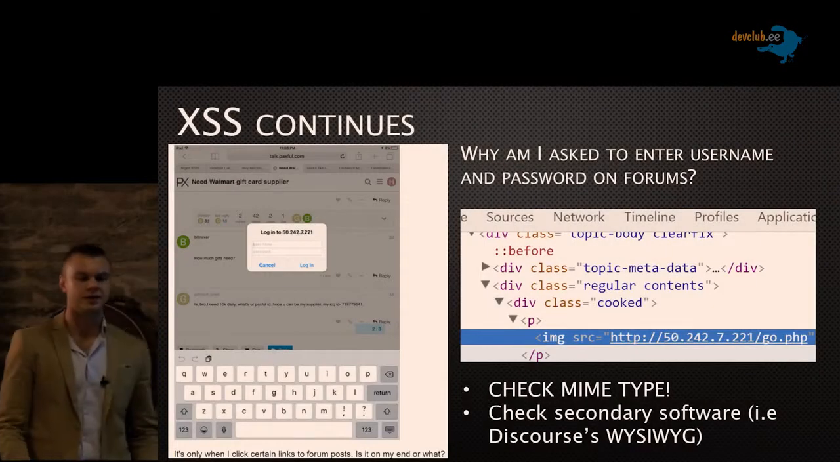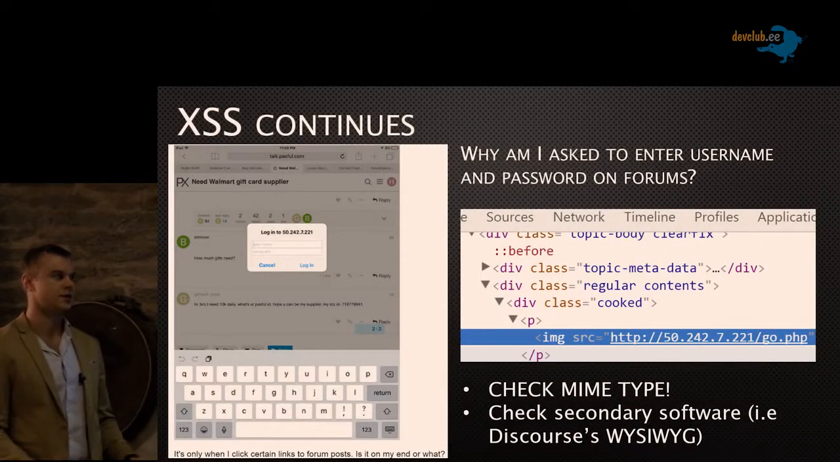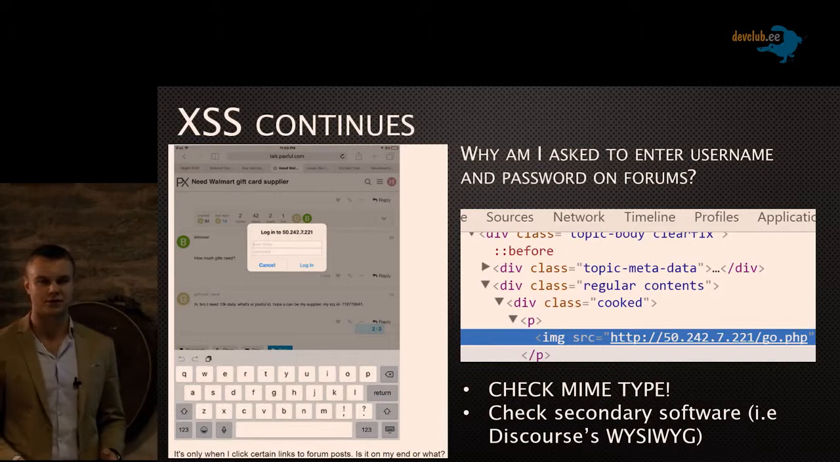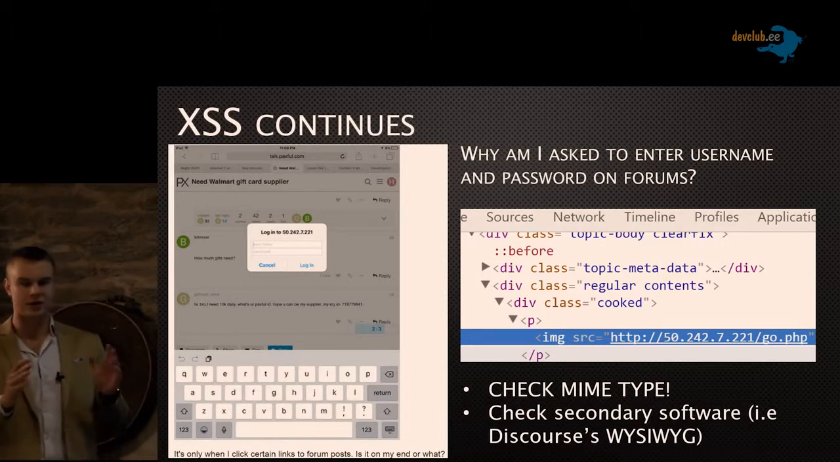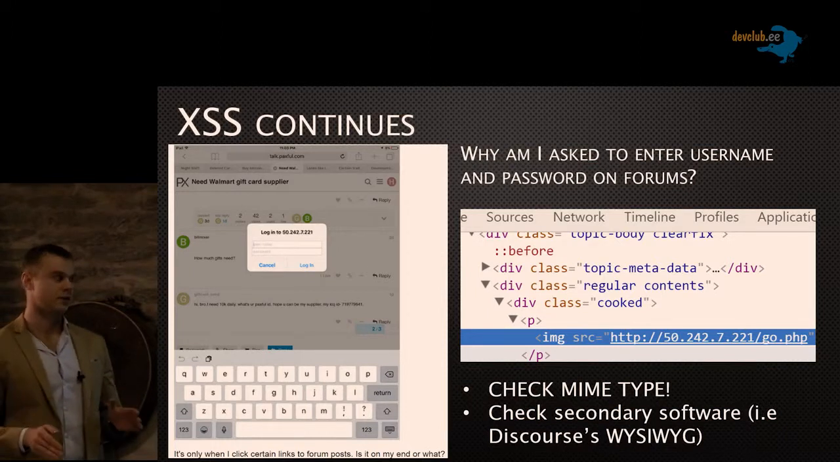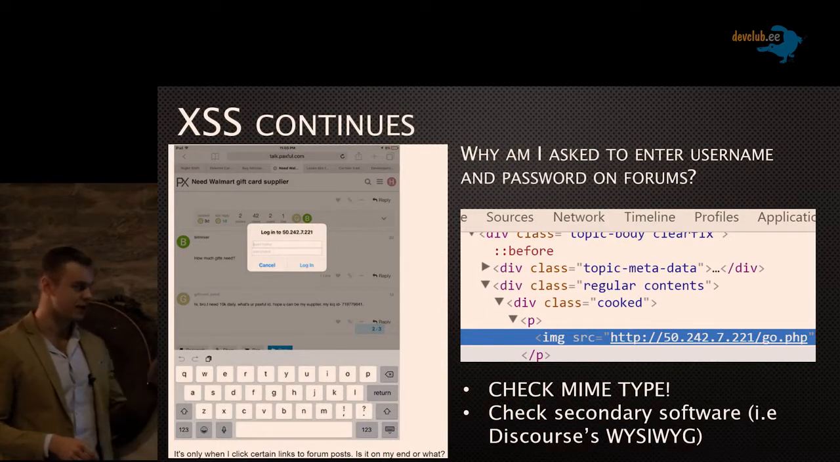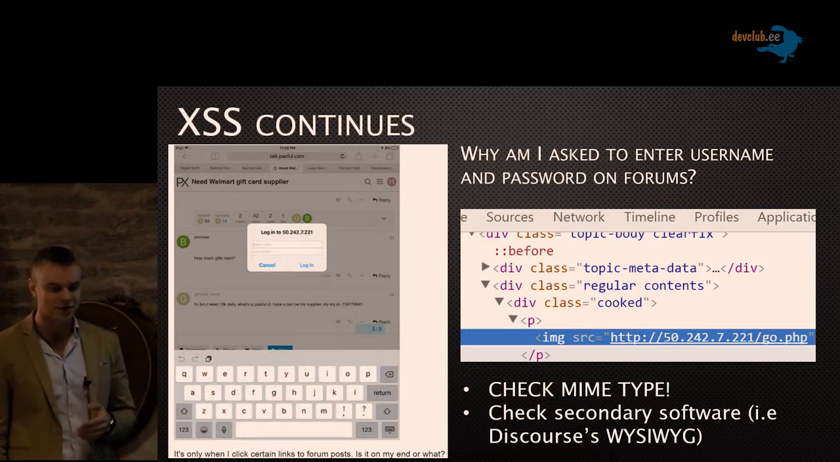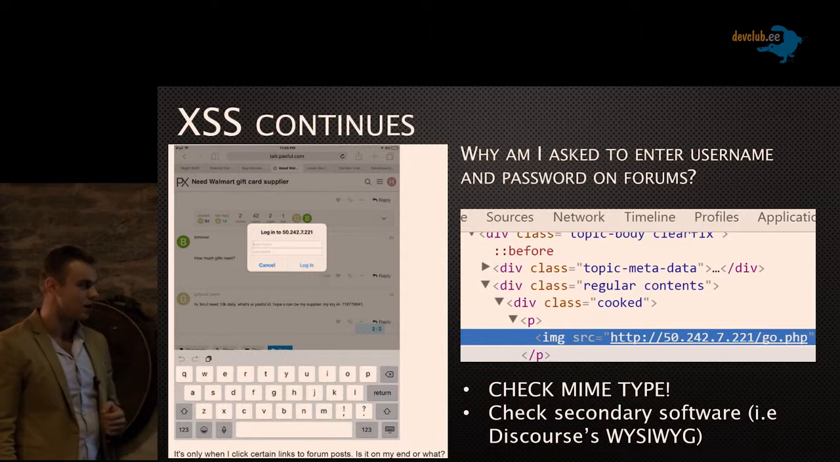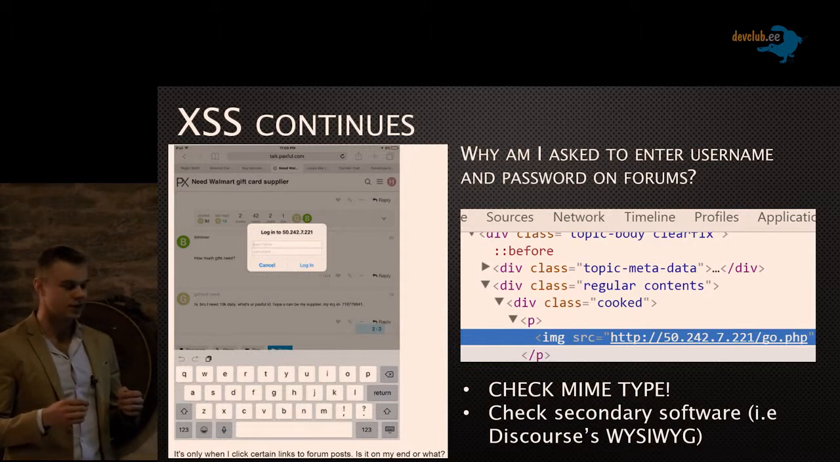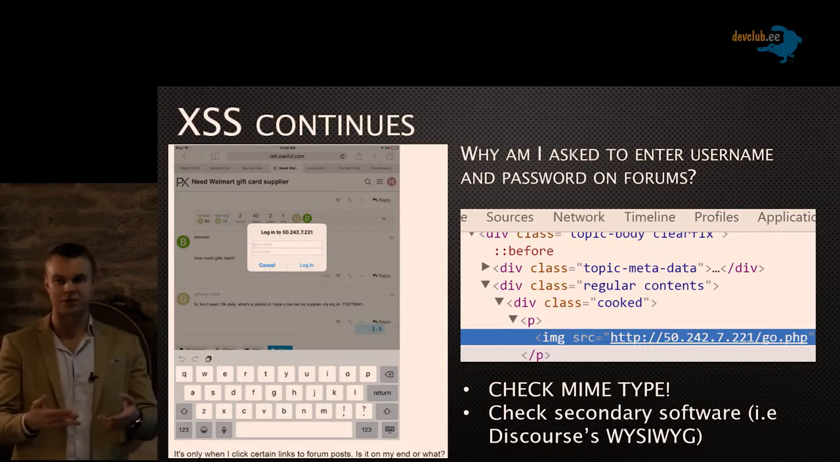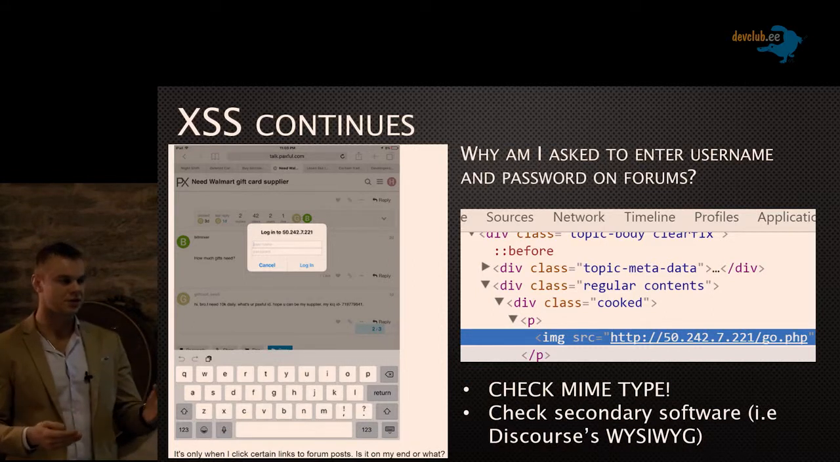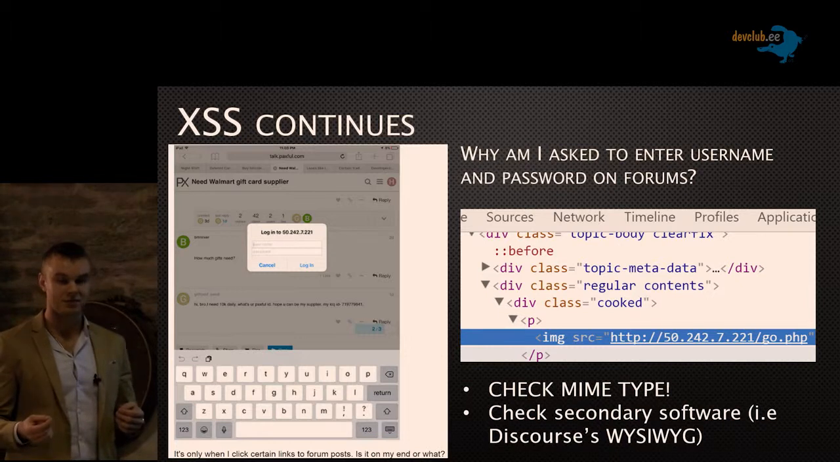Also, for XSS, you should pay attention to the third-party software you're using, like forums or a WordPress blog. Besides your main website, you should check them for vulnerabilities. For example, we still have this thing. Even two months later, we use a Discourse forum engine, and they have this what-you-see-is-what-you-get editor where you can embed and upload pictures. But instead of uploading pictures, you can upload a PHP file.